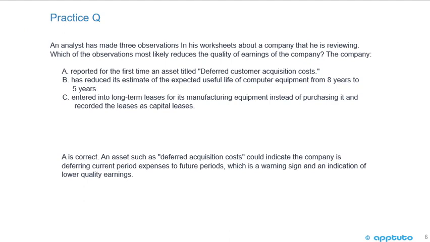Okay, this question was pretty easy actually. A is correct. An asset such as deferred acquisition costs could indicate the company is deferring current period expenses to future periods, which is a warning sign and an indication of lower quality earnings. If we look at B, reducing its estimate of expected useful life would increase the depreciation expense. And if you entered into long-term leases and recorded them as capital leases, you would have the asset and the liability on the balance sheet. So that's not reducing the quality of earnings.